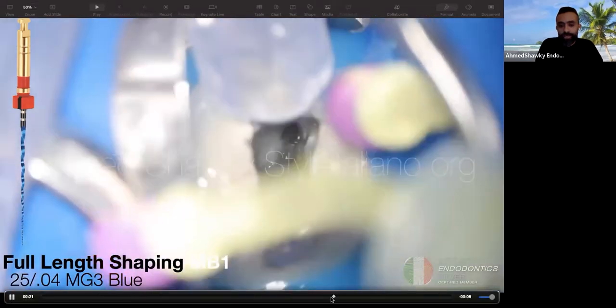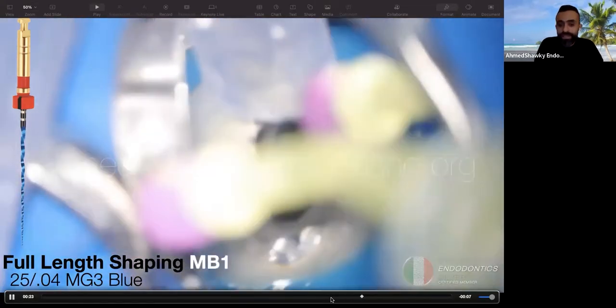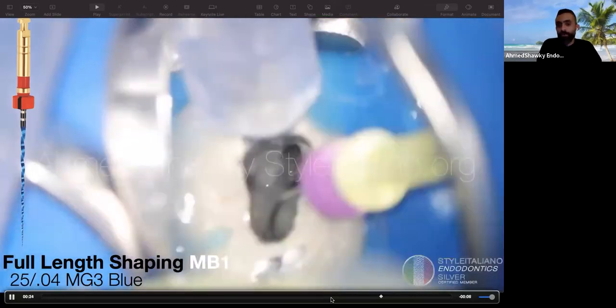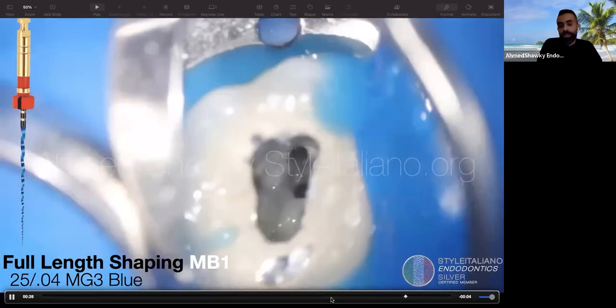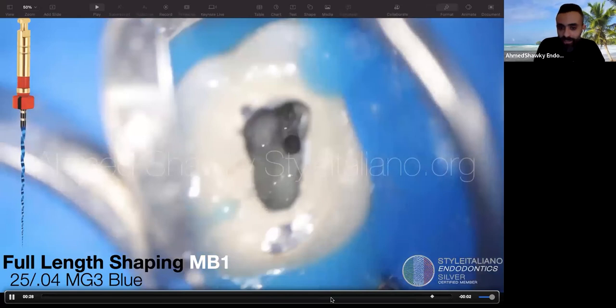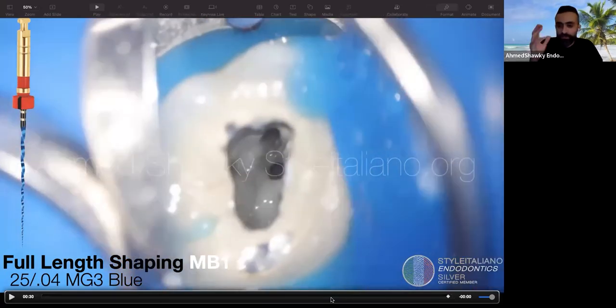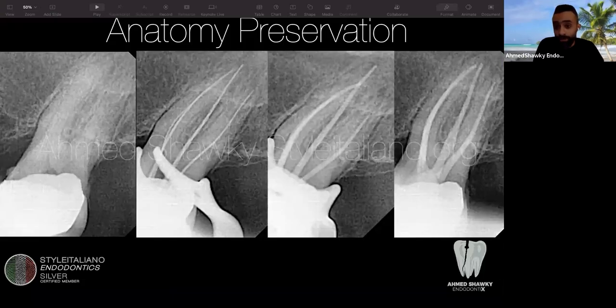And here you can see completely different situation. Amazing integration in your treatment between the amazing metallurgy and the ultrasonics, and you reach the point that you successfully shaped the root canal in a predictable way. This is the final situation where we preserved the anatomy and the patient was happy.